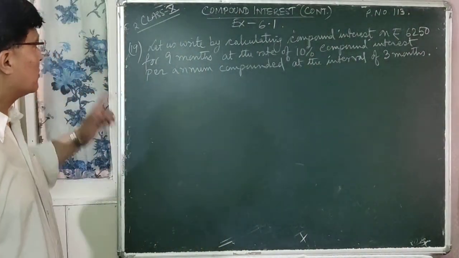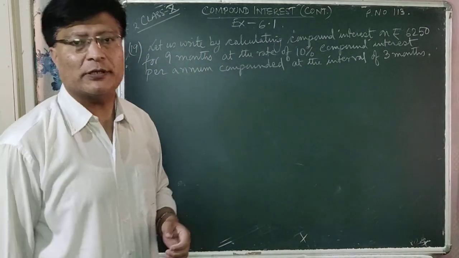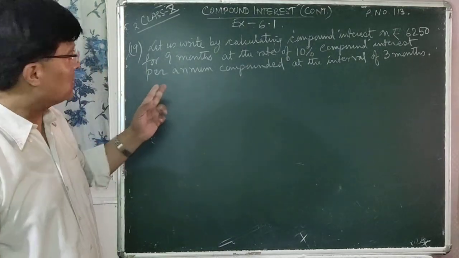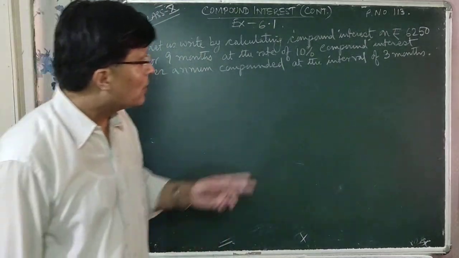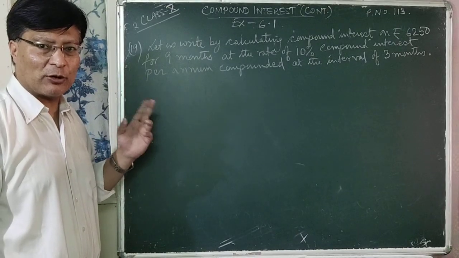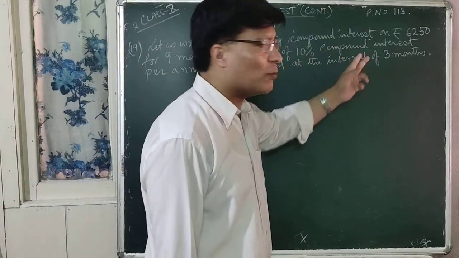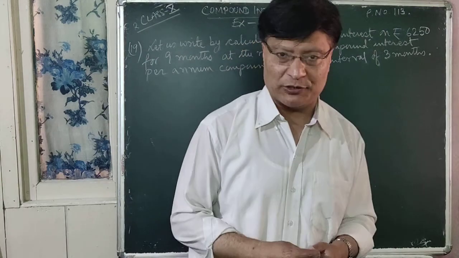So now we'll do question number 19, same exercise 6.1 and the page number is 113, right? So number 19 is, let us write, calculate compound interest on rupees 6,250 for 9 months. You have to calculate compound interest for only 9 months at the rate of 10% compound interest per annum compounded at the interval of 3 months.